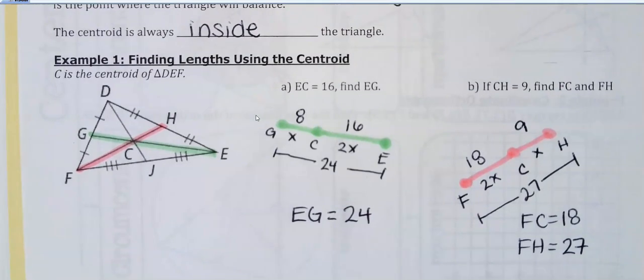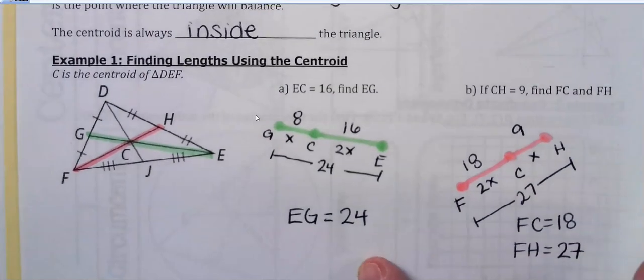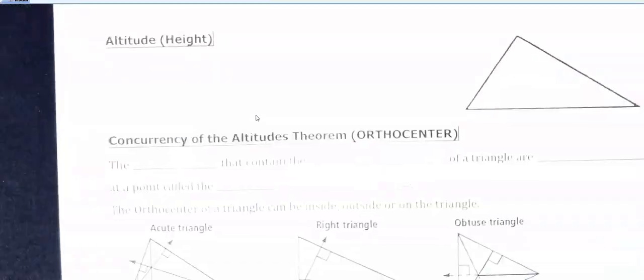Is anybody having a question at the moment? It's not really bad. You're either going to have to multiply by 2 or divide by 2. And there's one more thing you might have to do. We'll see that on this next question. Okay.